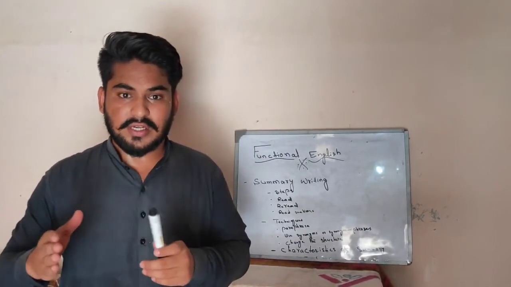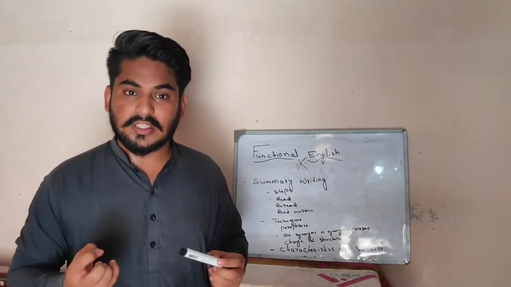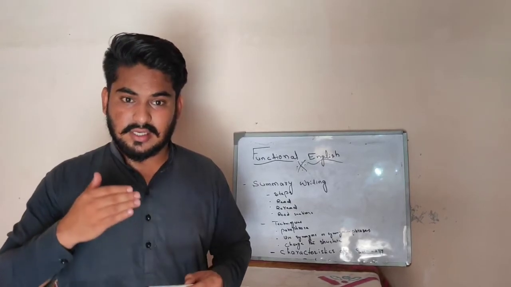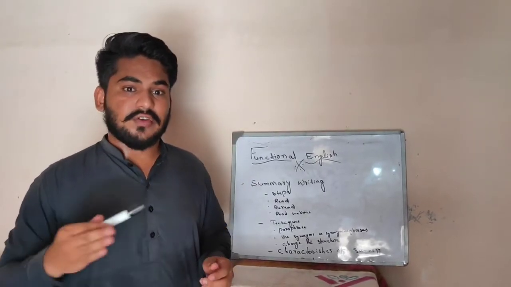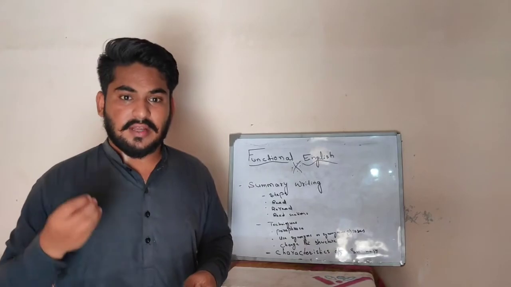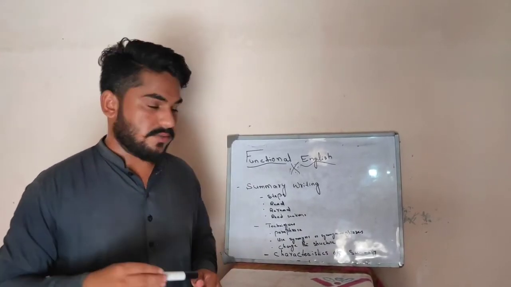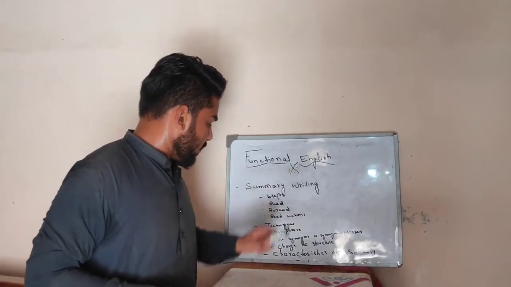It means first we have to read to understand the whole thing, then we have to reread to divide that article in sections, then we have to read the sections and write one or two summarized sentences from each section. These are the steps to write the summary.